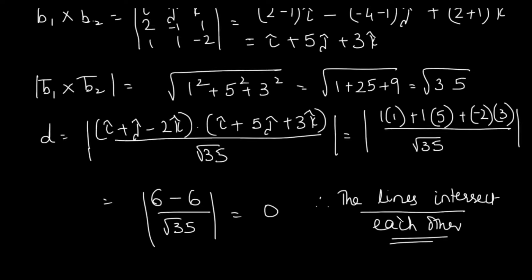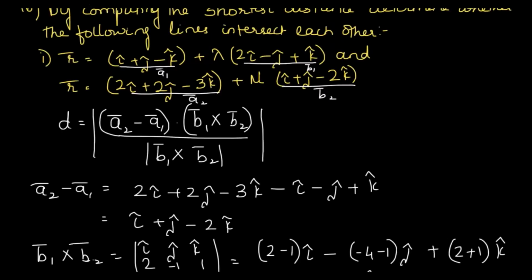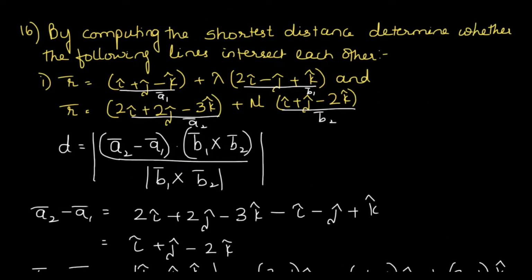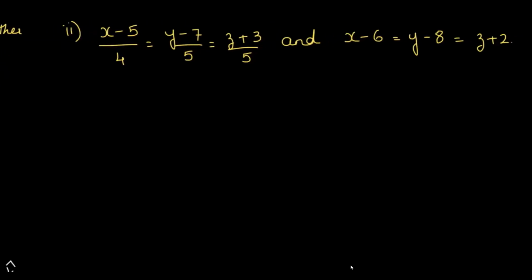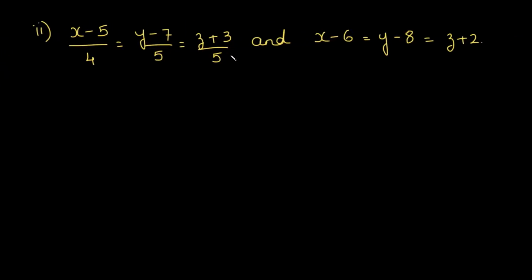So in this way you complete this particular sum. Now one more sum is given over there. The second sum, let me show you, where as you can see they have given us the Cartesian equations of the lines. Now the second equation, of course we have the direction ratios of 4, 5, 5.